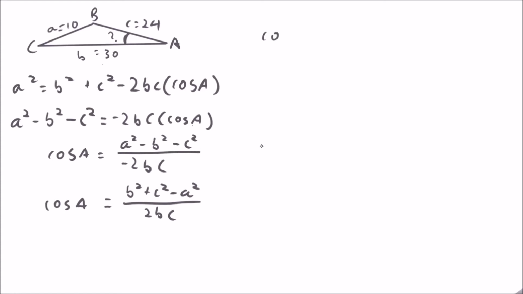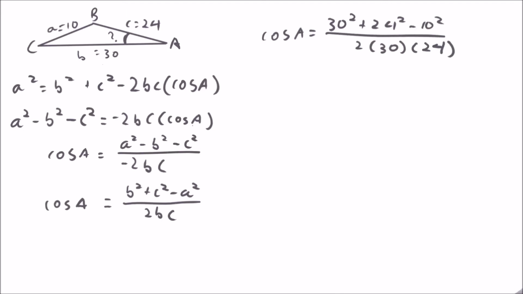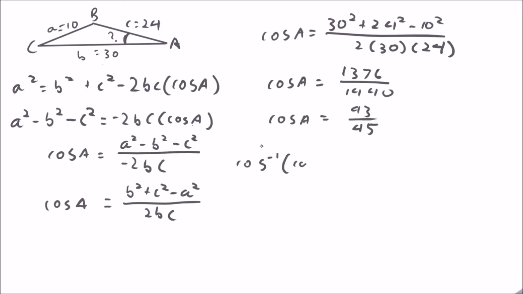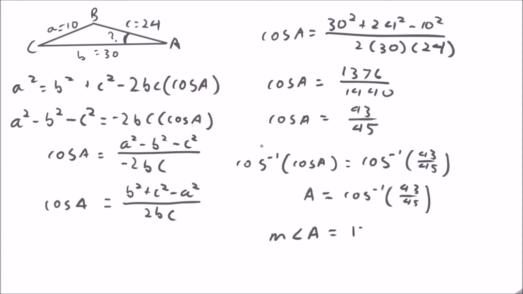We plug in our values with the given sides, which leads us to cosine of A is equal to 30 squared plus 24 squared minus 10 squared over 2 times 30 times 24. And by using simple algebra, it solves down to the cosine of A is equal to 43 over 45. And by taking the inverse cosine of both sides, we get our angle at 17.146 degrees.